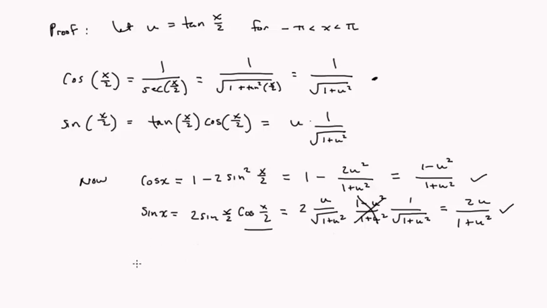And then finally, if u is equal to the tangent of x over 2, then x equals 2 inverse tangent of u, and dx equals 2 du over 1 plus u squared, the final cha-ching. That should conclude the lesson.